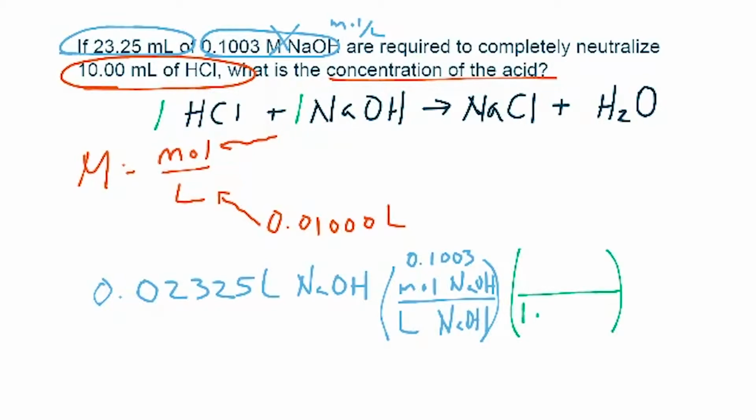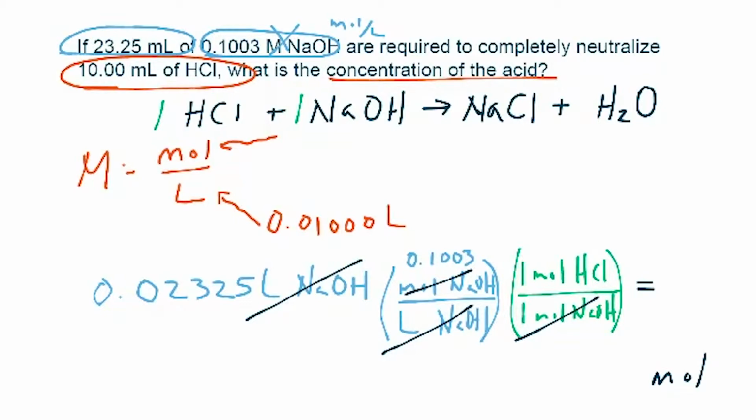So I need 1 mole of sodium hydroxide in the denominator to cancel, and 1 mole of hydrochloric acid in the numerator. Now I check to see that my units are working. Liters of sodium hydroxide cancel, moles of sodium hydroxide cancel. I'm left with moles of HCl, which is good. That's what I'm looking for. And so I pick this up and put it into my calculator, and I see that I get 0.002332 moles of HCl. And again, there are 4 digits in that answer.